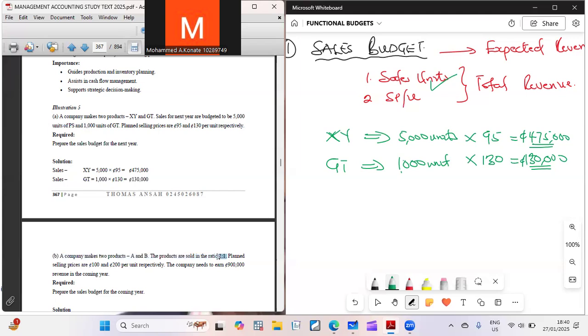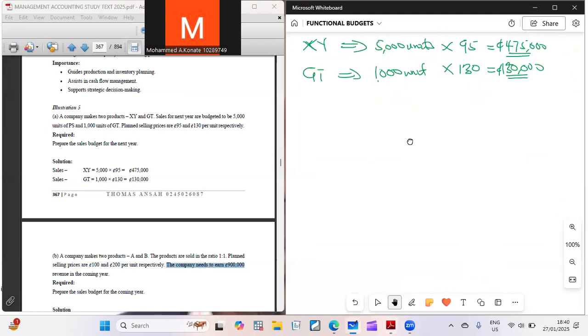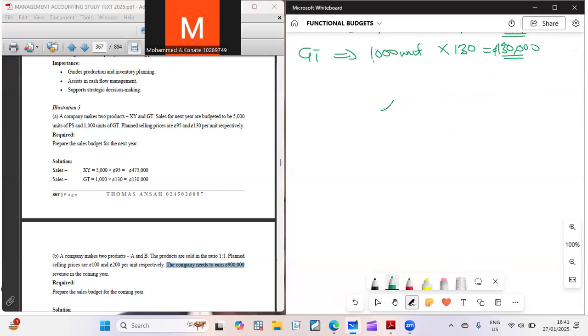Planned selling prices are 100 and 200, and the company needs to earn 900,000 of revenue in the coming year. That means that for the two products, it needs to earn 900,000. So we have product A and we have product B. The total revenue from these should be 900,000.